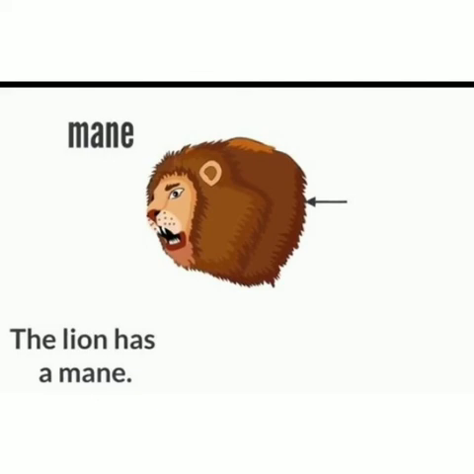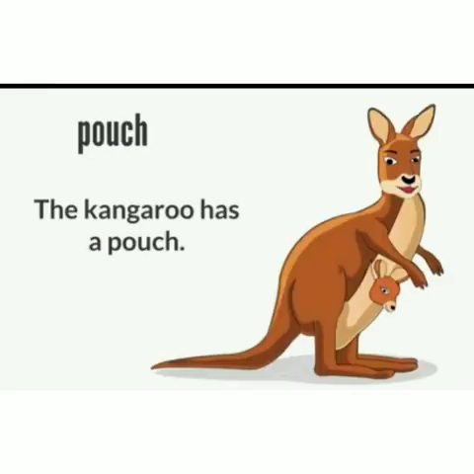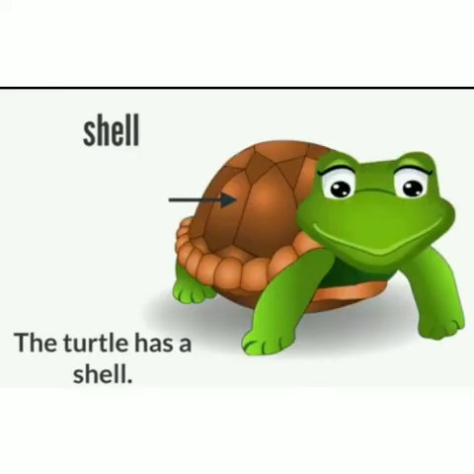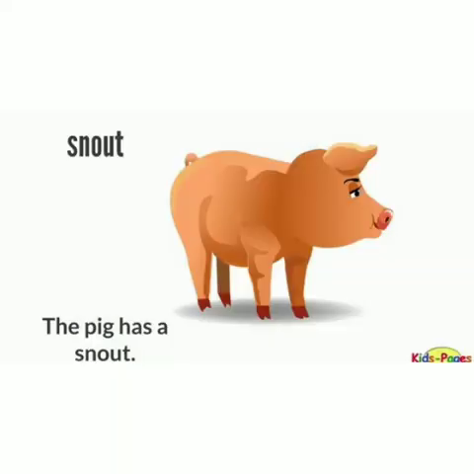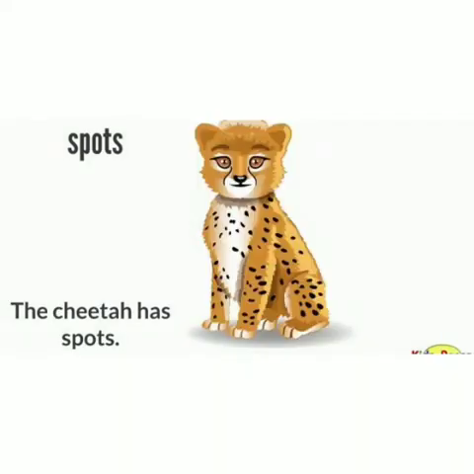Mane. The lion has a mane. Paws. Cat has paws. Pouch. The kangaroo has a pouch. Inside it has its baby. Scales. Fish have scales. Shell. The turtle has a shell. Inside it will hide itself. No? Yes. Snout. The pig has a snout. Spines. The hedgehog has spines.